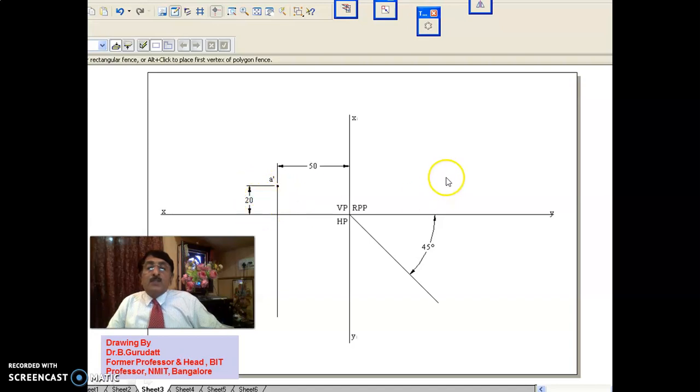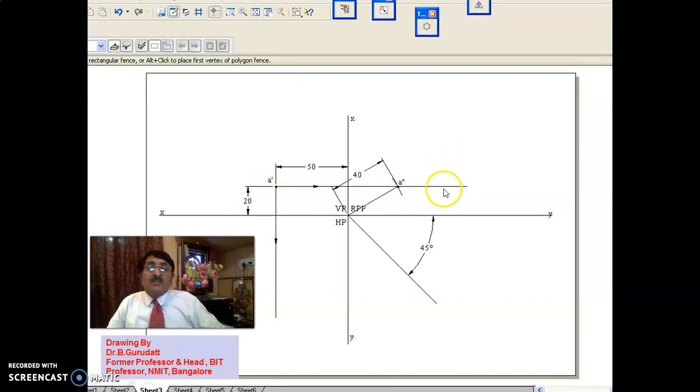This is 20 mm above HP. Then you take the projectors here. As I've said, the shortest distance can be seen in its true length in the side view. That is why with origin as center, 40 mm as a radius, cut on the projector. Wherever it cuts, you get A double dash. That is the side view of the point you get.